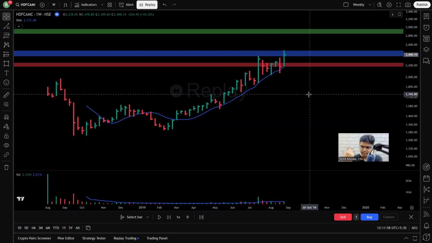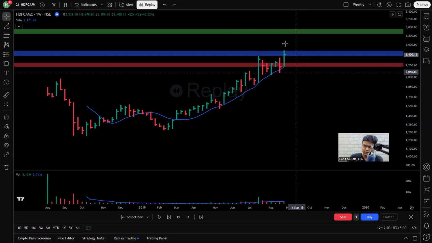And let's assume that you plan to sell 1/3 when the price reaches the green zone. You plan to sell another 1/3 when the price closes below the blue zone, and you sell another 1/3 when the price again closes below the blue line, which is the 10-week simple moving average. Okay.